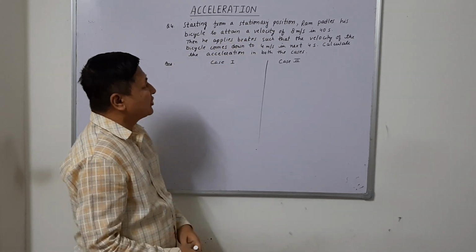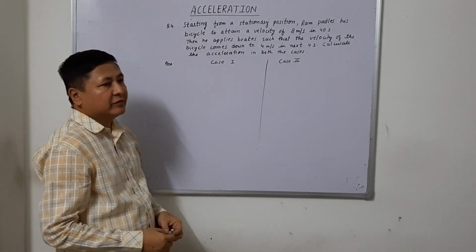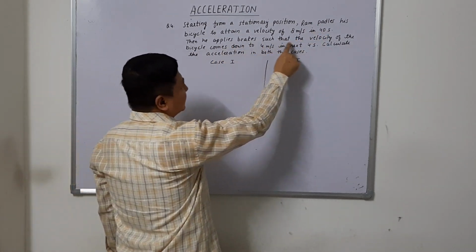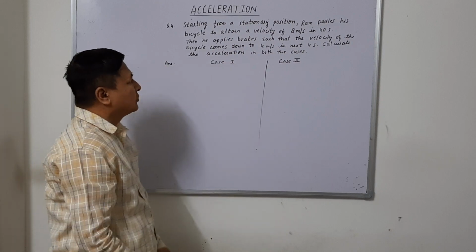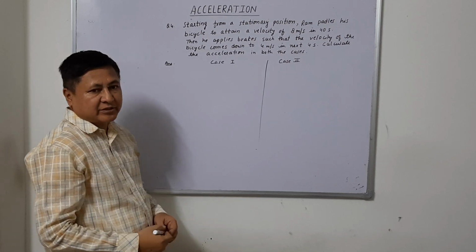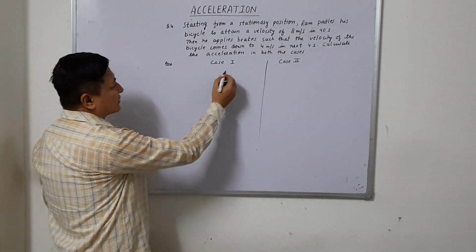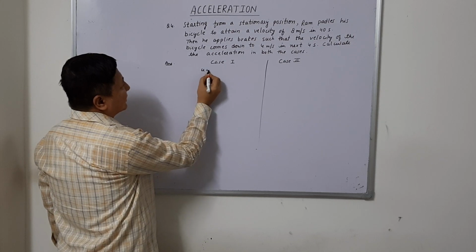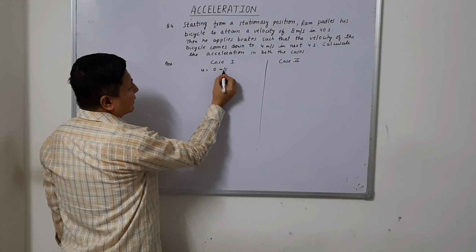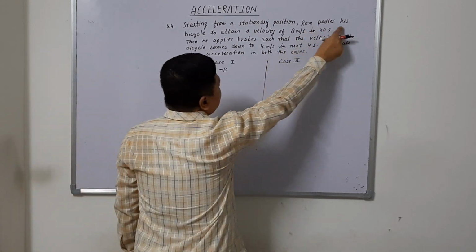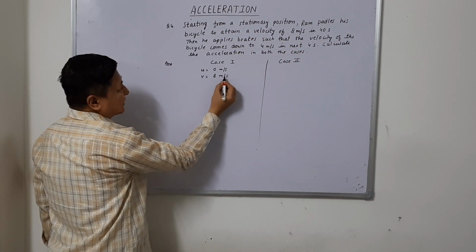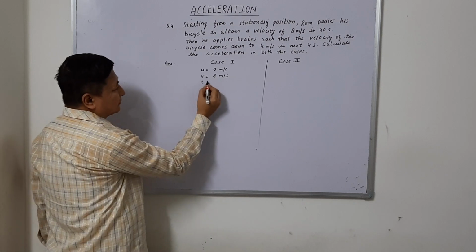Now let us take one more example of acceleration. Starting from a stationary position, Ram pedaled his bicycle to attain a velocity of 8 meter per second in 40 seconds. Then he applies brake such that the velocity of the bicycle comes down to 4 meter per second in the next 4 seconds. Calculate the acceleration in both the cases. There are two cases here. So case number 1, case first, initial velocity. It is given in the question, starting from a stationary position, so initial velocity is 0 meter per second, and final velocity is 8 meter per second, and time is 40 seconds.